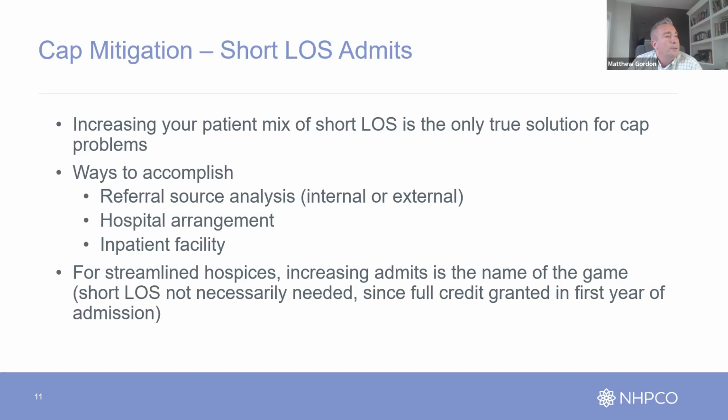Other than that, arrangements with hospitals and inpatient facilities are ways that can be used to try to bring in more of those shorter length of stay patients, which are typically a lot of times those hospital-based patients that are very close to passing away. If you do happen to be a streamlined hospice, the shorter length of stay is not really much of an issue, because you just want to get the admissions in by the 11th hour, by September 30th, because the rollover into the next cap year is not an issue with a streamlined.